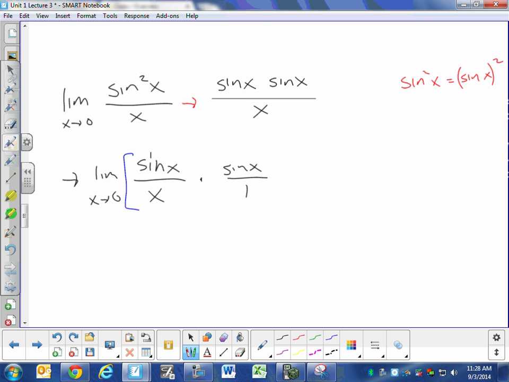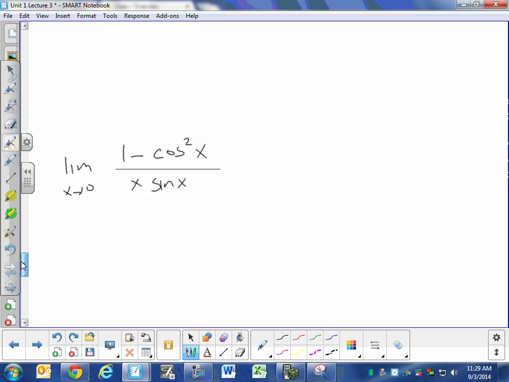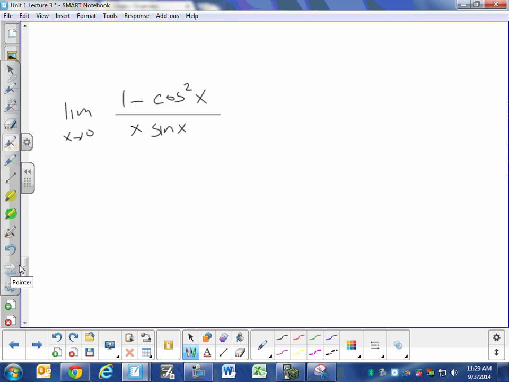Well, now this, we know the limit is 1. This guy, I would be able to plug in 0 for x. Sine of 0 is 0. So I'd have 0 over 1, which is 0. This limit is 0. Why don't you guys try this one? You will have to use a trig identity, and then you can simplify it. Just like the other ones, we will use sine x over x to help us.